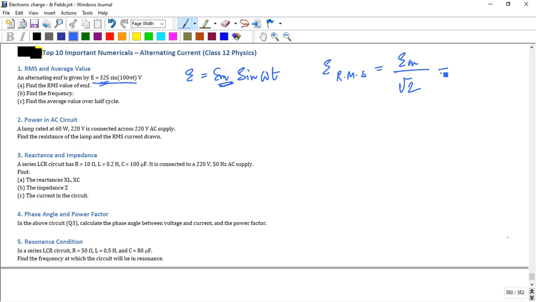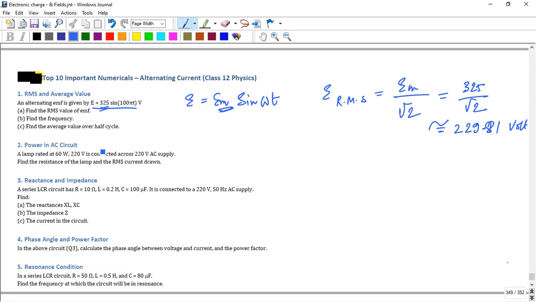So almost, 325 divided by root 2, solving with the help of calculator, and you get approximately 229.81 volt. Now second question, so find the frequency. Find the frequency. So here is omega, and you see the omega that is equal to 100 pi. So the frequency means omega that is equal to 100 pi.